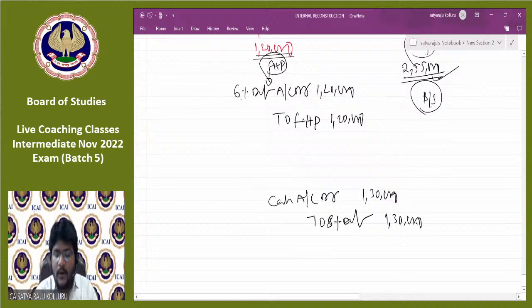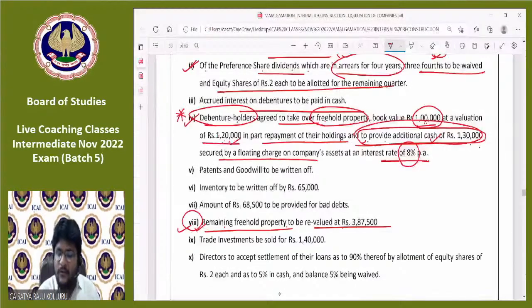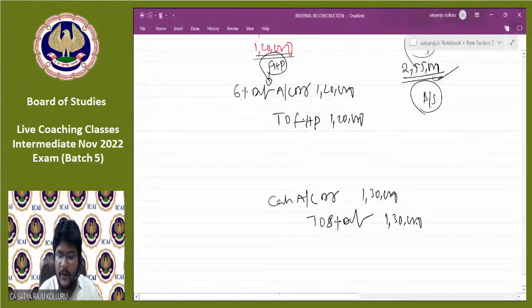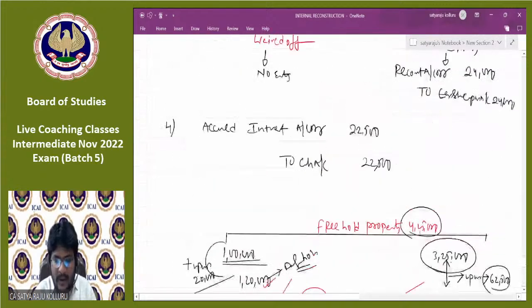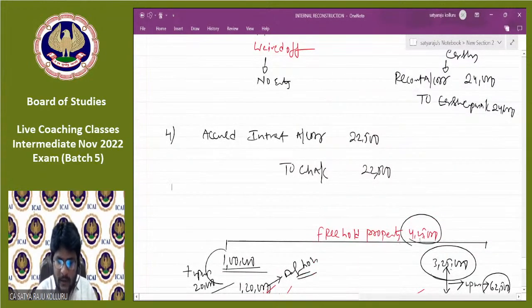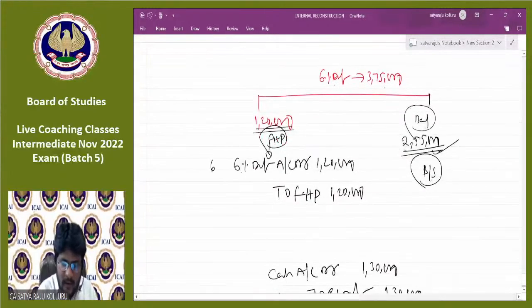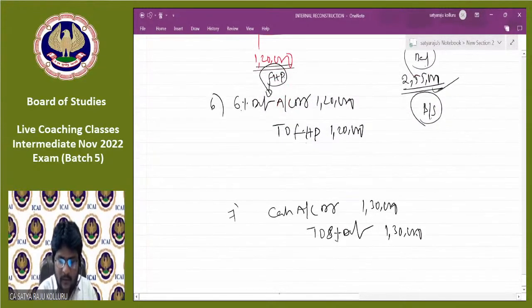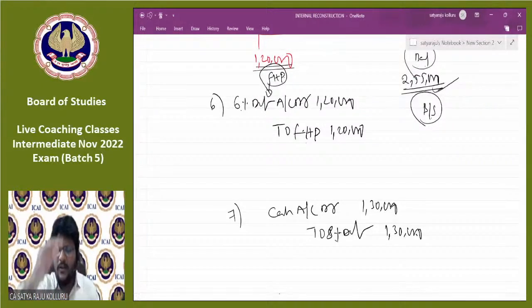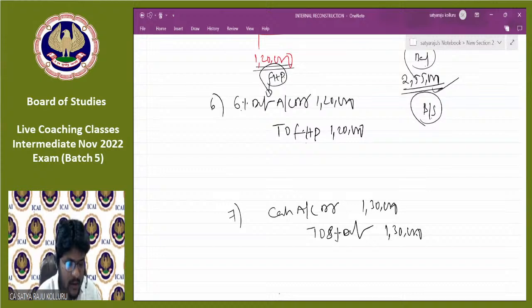Apart from this, to provide the additional cash to the company, debenture holders are ready to subscribe to the extent of 1,30,000 debentures, 8% debentures. That's why I put cash account debtor to 8% debentures account, which is the fourth entry. After that, which is the fifth entry. This is the sixth entry, and this is the seventh entry. Here I'm explaining the concept and putting the entries, so that's why in a zigzag manner, but in the examination, you can simply put the entries. No need to explain the concept there. Okay.